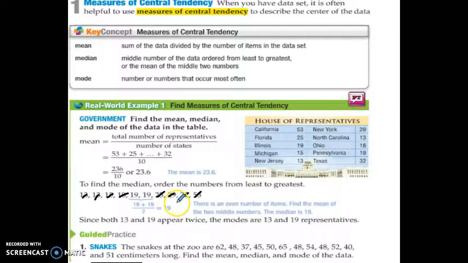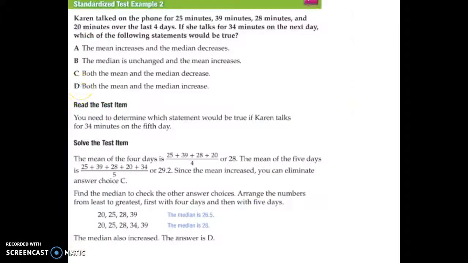your median. And then your mode is the most common. Well, I look at my chart here, I see two 13s and I see two 19s. So I have two modes, 13 and 19 are my modes.